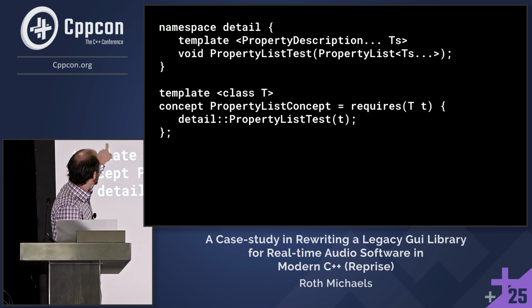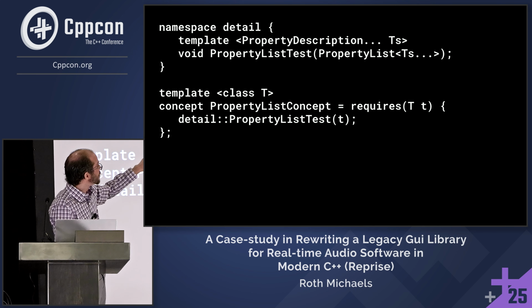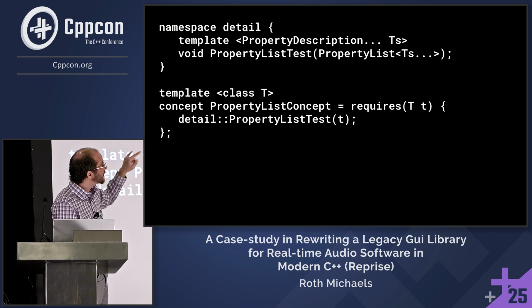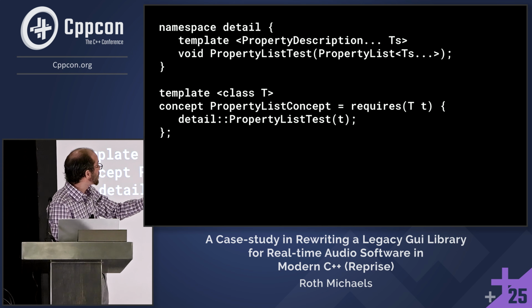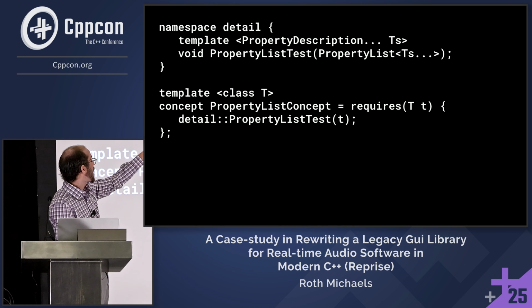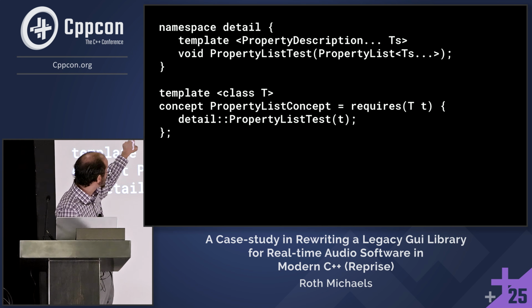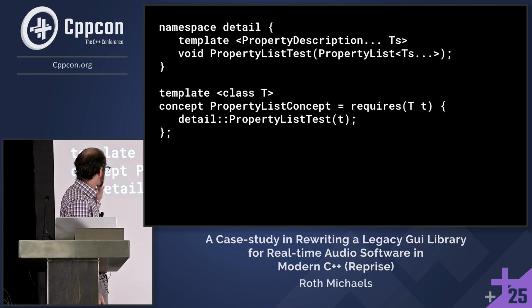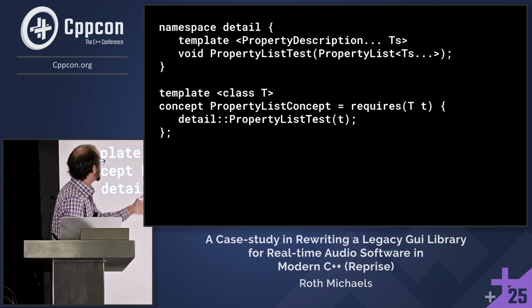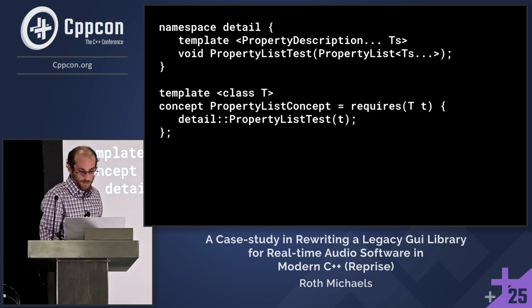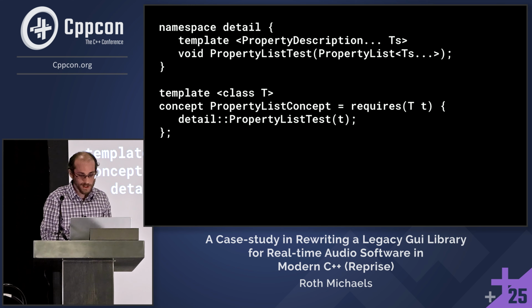And so this is basically saying this property list test function, you can call it with a property list, and only if every parameter in the parameter pack, every type, matches the property description concept, because all the Ts is property description. And then the property list concept just requires that you can call this test function. There might be a more elegant way to do this, but that's what I came up with.